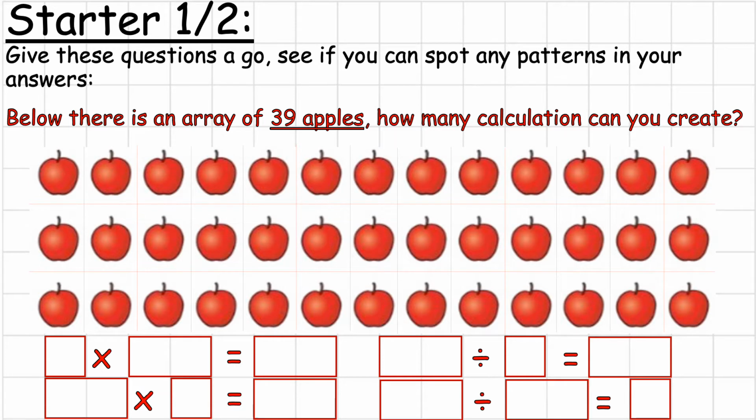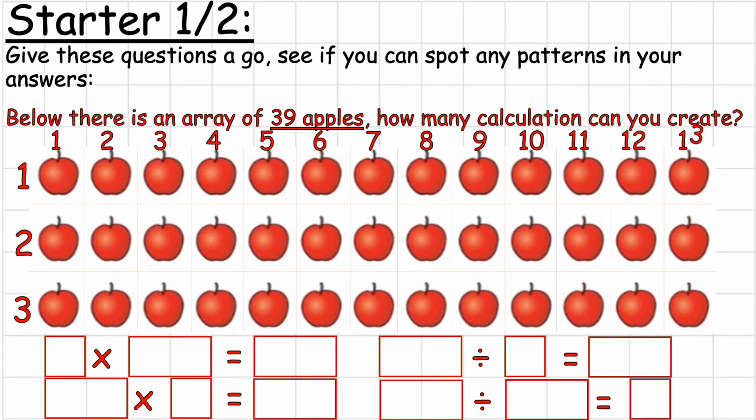So welcome back. Our first starter, 39 apples. How many calculations can we come up with? Well, if you remember back to multiplication lessons, I know it was a long time ago, the first thing that's important to do, I think, is to label the rows and the columns. So we've got 3 rows there, each containing 13 apples. Therefore we know that 3 lots of 13 equals, of course, the total amount of apples, which is 39. You can count up in 13s or 3s, depending on your preference. In 13s there's 13, 26, 39.